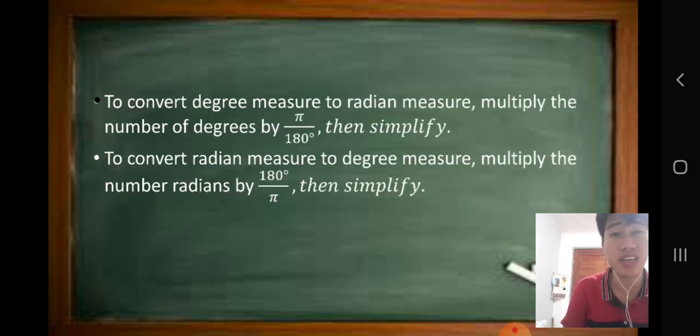In order to convert the degree measure to radian measure, we will multiply the number of degrees by pi over 180 degrees. Then simplify.